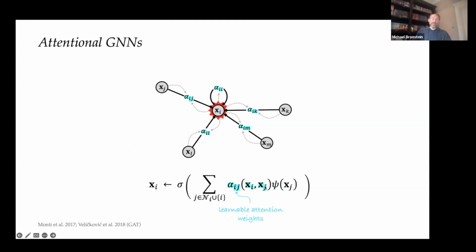Now, a slightly more general flavor of GNNs is attentional GNNs. In this case, again, we aggregate our neighbors with linear weights, but now the weights depend not only on the structure of the graph, but on the features themselves, through the attention mechanism. So we have some learnable function that determines the weight based on what features we have at the endpoints of the edge. This is very popular in transformers. As you probably know, transformers are a special type of GNNs.